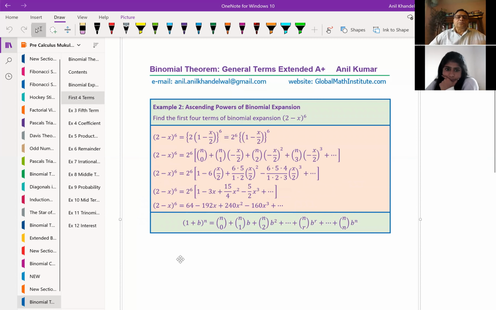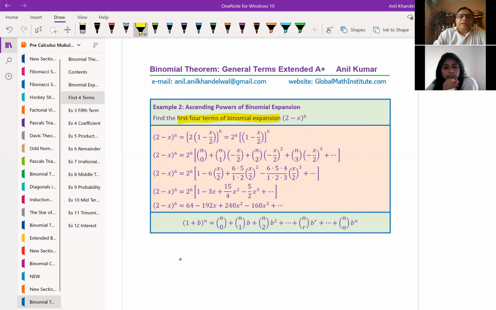Now, example 2. Ascending powers of binomial expansion. Find the first four terms of the binomial expansion of (2 minus x) to the power of 6. Now, see, here what I've done is purposely taken 2 outside the bracket. Do you see that part? Factored out 2 so that I get 1 minus x over 2. Do you see that? So now I get that term 1 plus or minus b, right? Now when I expand this, I'll get ascending powers of x, correct?